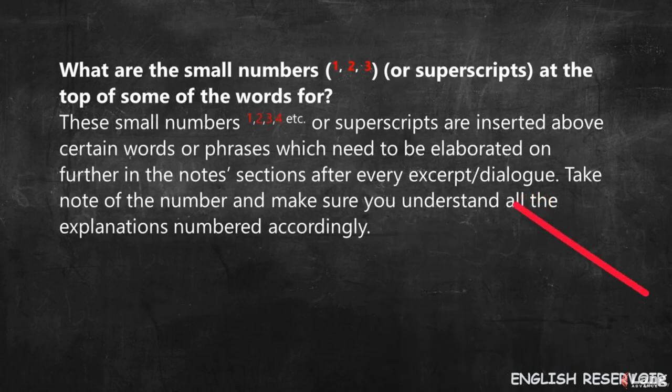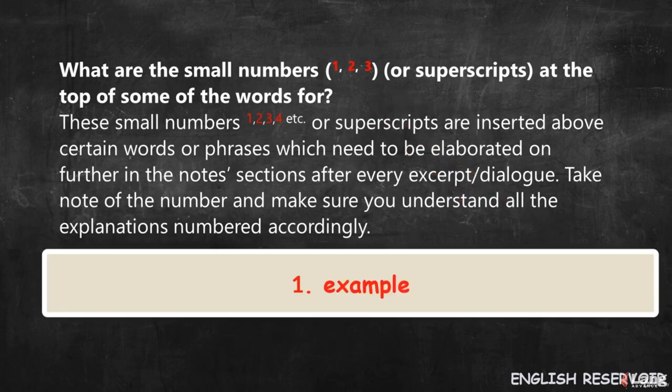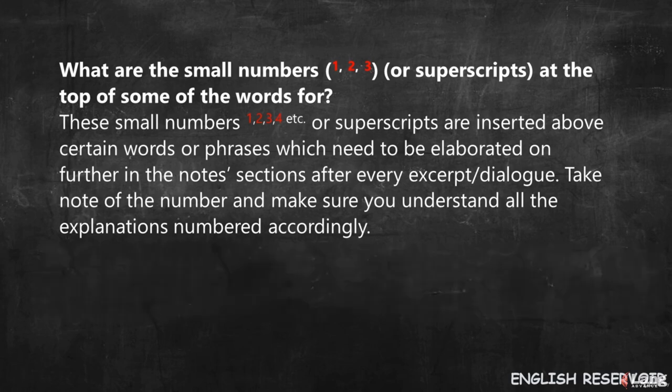What are the small numbers or superscripts at the top of some of the words for? These small numbers, 1, 2, 3, 4, etc., or superscripts, are inserted above certain words or phrases which need to be elaborated on further in the notes sections after every excerpt or dialogue. Take note of the number and make sure you understand all the explanations numbered accordingly.